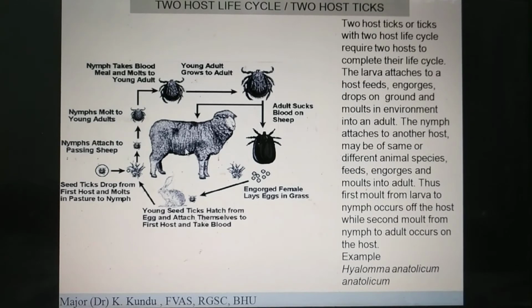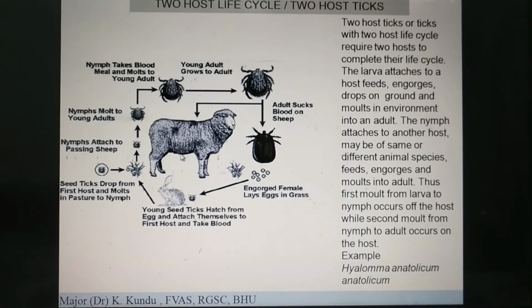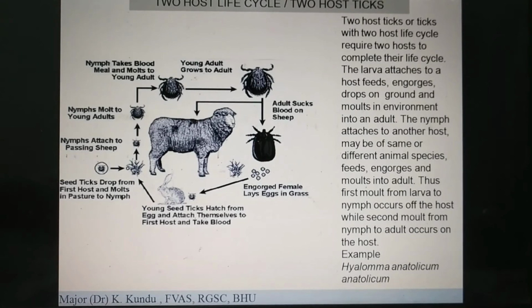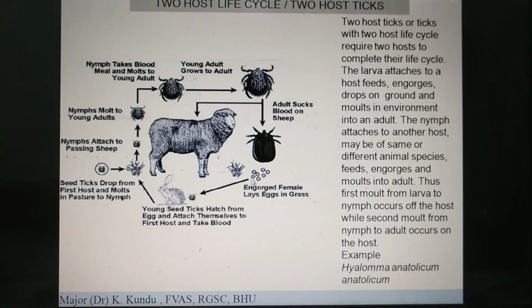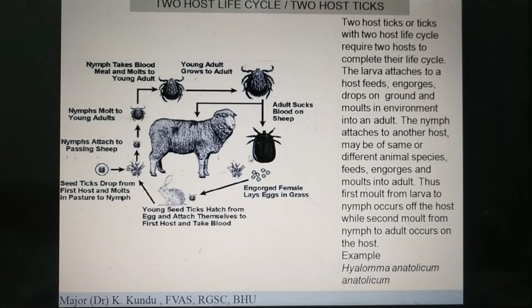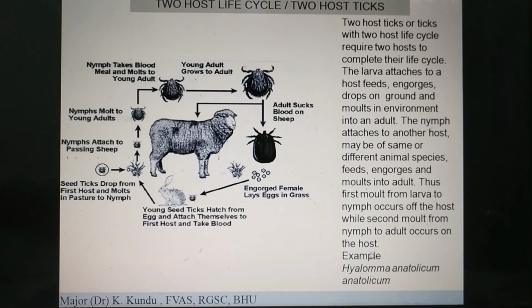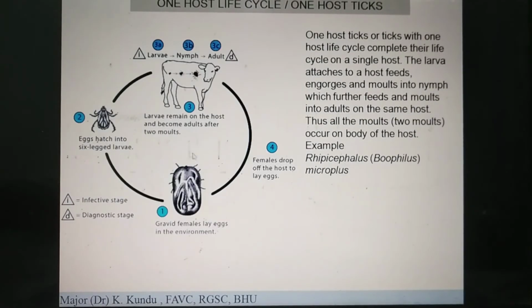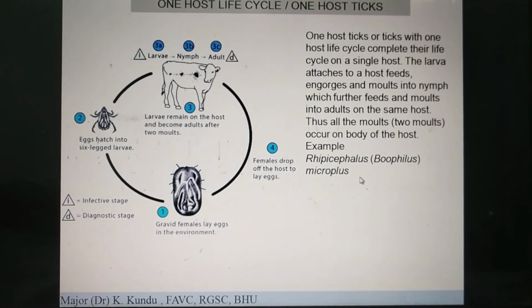So on the first host, on the first animal, the larva attaches and it undergoes one molting to the nymph. But the nymph will fall down, and it will molt to an adult on the ground, away from the host. And this adult has to find a new host or a second host to complete its life cycle. The example is Hyalomma anatolicum. It transmits Theileria annulata. And the one host tick example is Rhipicephalus microplus.